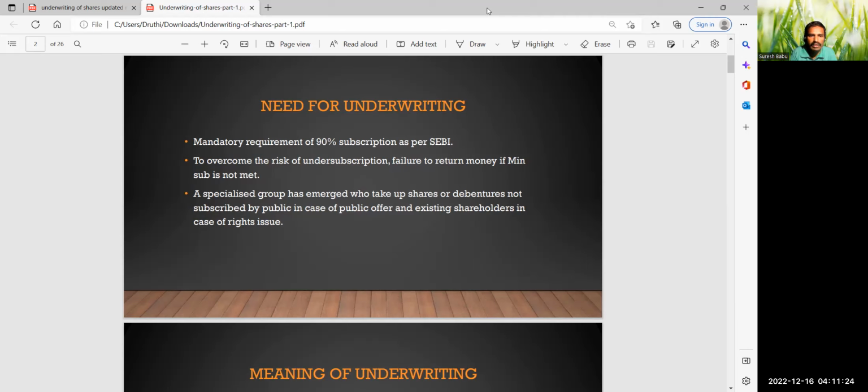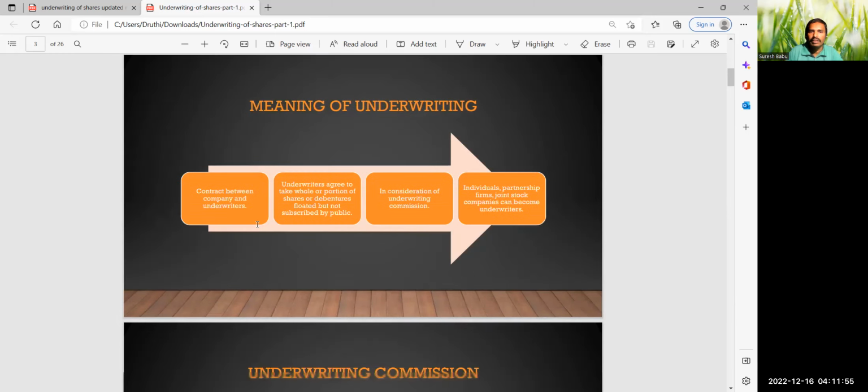To avoid this risk, to overcome the risk of undersubscription and failure to return money if minimum subscription is not met, a specialized group has emerged who take up shares or debentures not subscribed by the public in case of a public offer, and by existing shareholders in case of a rights issue, right? Then the role of underwriting comes.